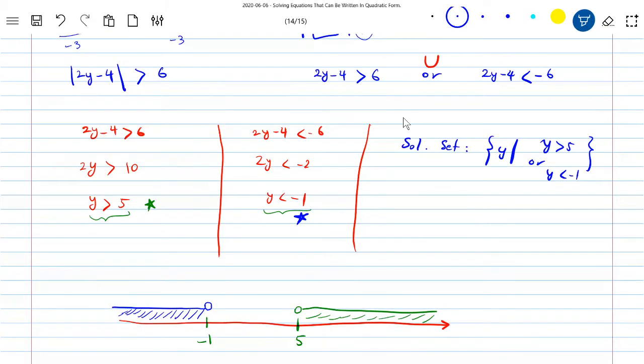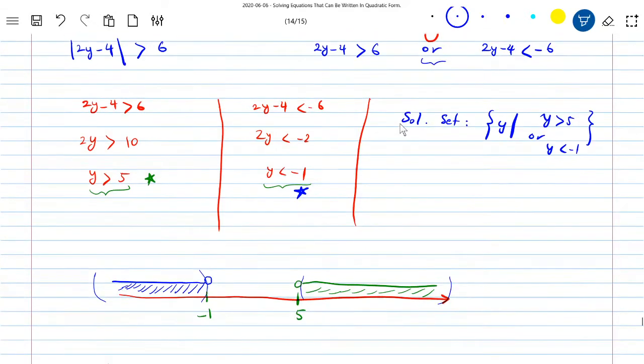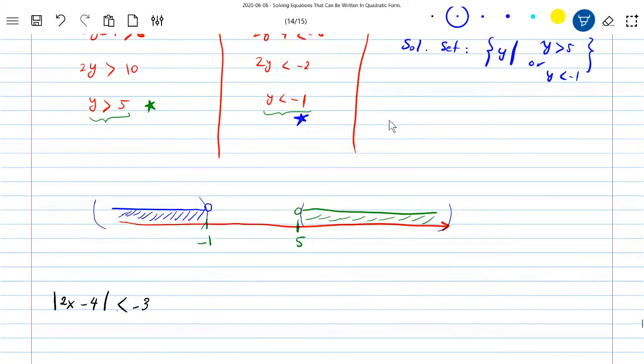These two. What do I want? Do I want the intersection or the union? Since it's an OR case, you should use the union. So this whole thing becomes your solution: from -infinity to -1 and from 5 to infinity. This is your solution. If it was an intersection, these two sections do not have an intersection. It becomes an empty set.